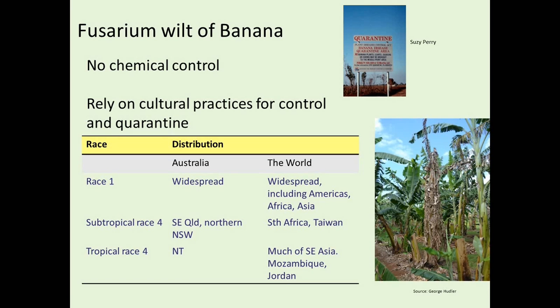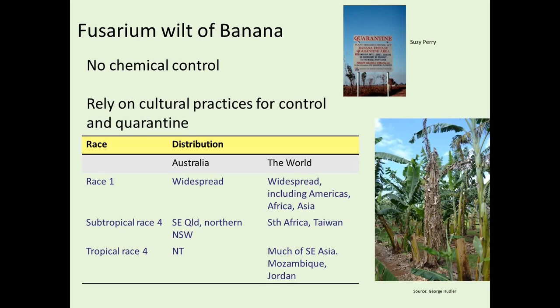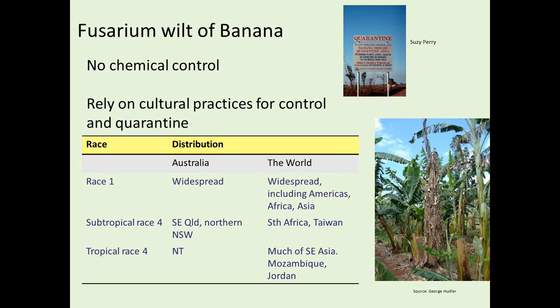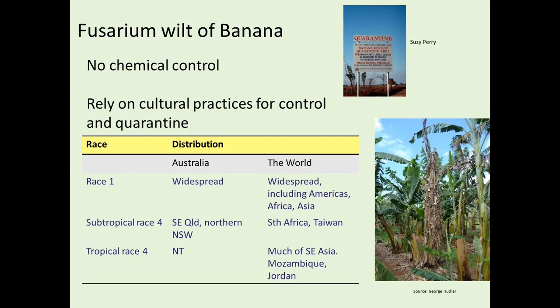So just to summarise, race 1 is pretty widespread, both here within Australia and worldwide. It's not such a concern really in Australia anymore because we're mostly Cavendish. The ladyfinger growers, though, in northern New South Wales still managed to use a few fields that aren't contaminated, but that's probably the reason why you have to pay so much for your ladyfingers. Subtropical race 4 was really only ever an issue here in southeast Queensland and northern New South Wales. It's been in South Africa and also reported in Taiwan, but most of these are in subtropical areas.